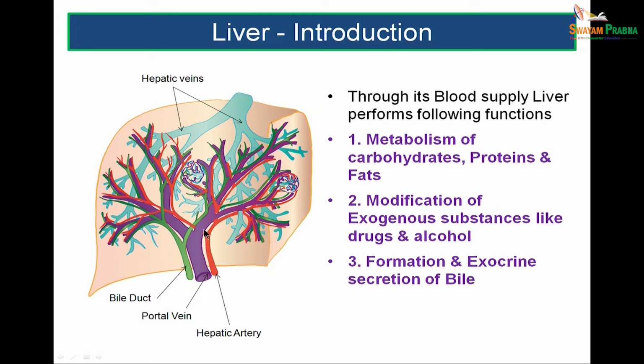Through its blood supply, the liver can perform many functions. For example, it is involved in metabolism functions of carbohydrates and proteins. It is also involved in the excretion and secretion of bile. It is also involved in the detoxification of certain harmful substances that enter the body, like drugs and alcohol.